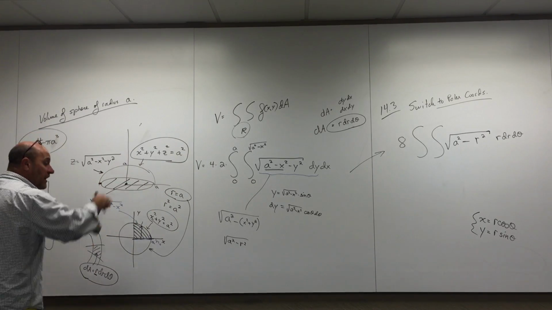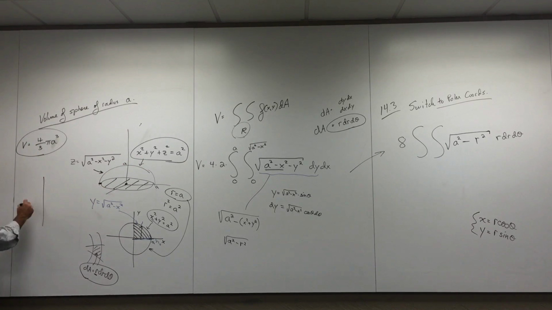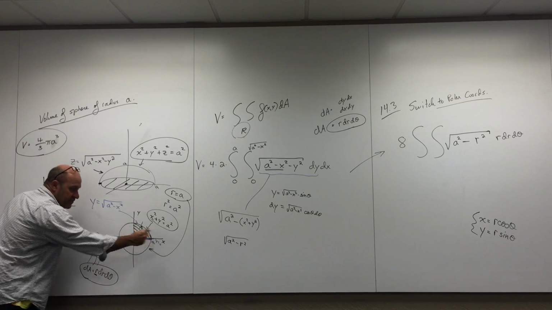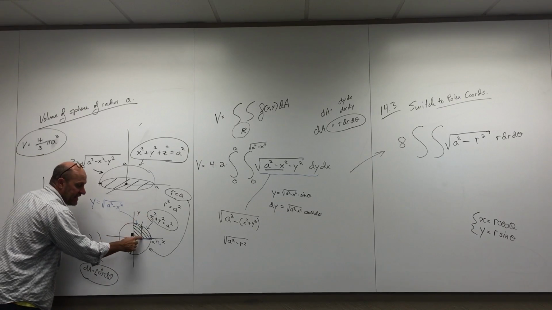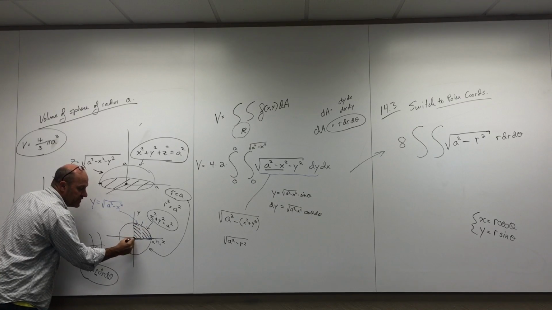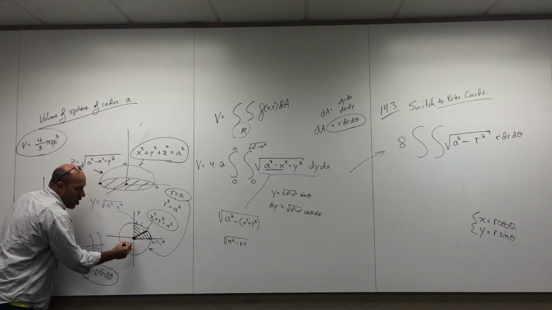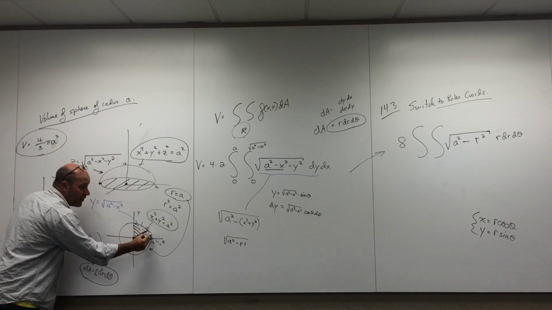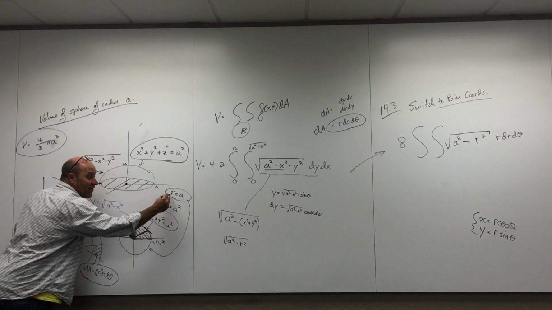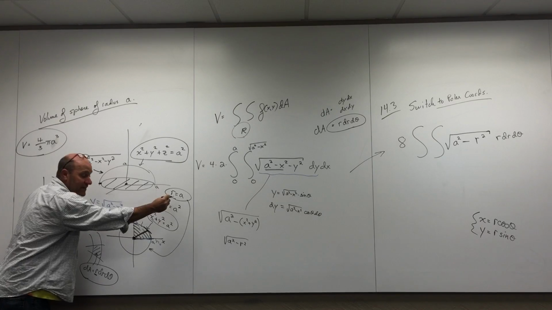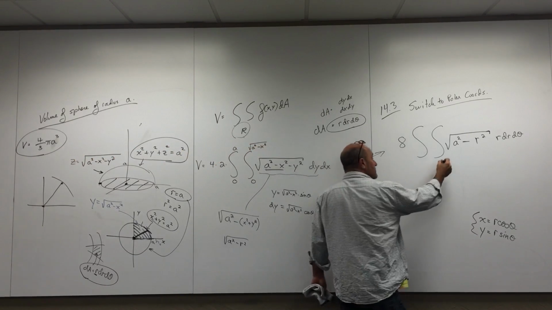R moves from the pole out. I mean, R is this. And R goes from 0 out to whatever curve it hits. So X moves left and right, Y moves up and down, R moves from the pole out. It's like inner to outer. So R moves from here out, and R goes from 0 to whatever the name of this R is that it hits. What is the name of this thing it hits? R equals A. That's the name of it. So it goes from 0 to A. R goes from 0 to A.